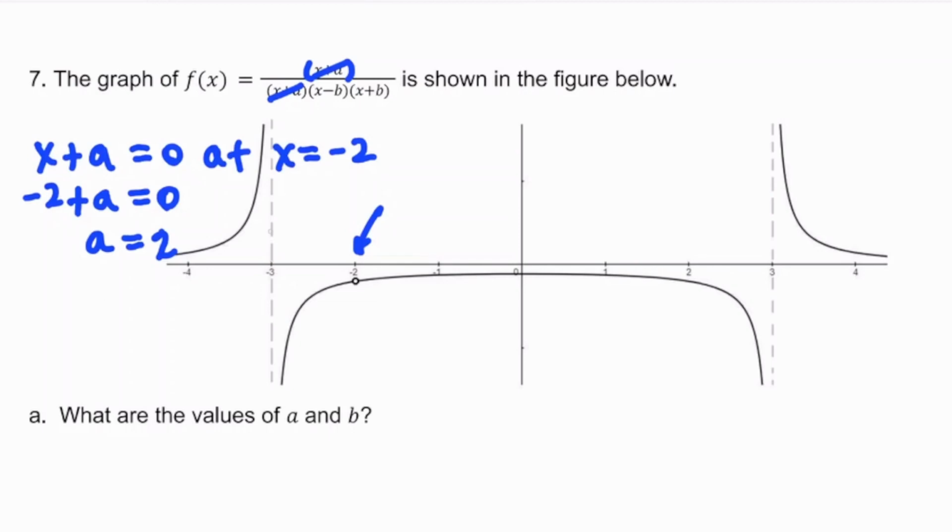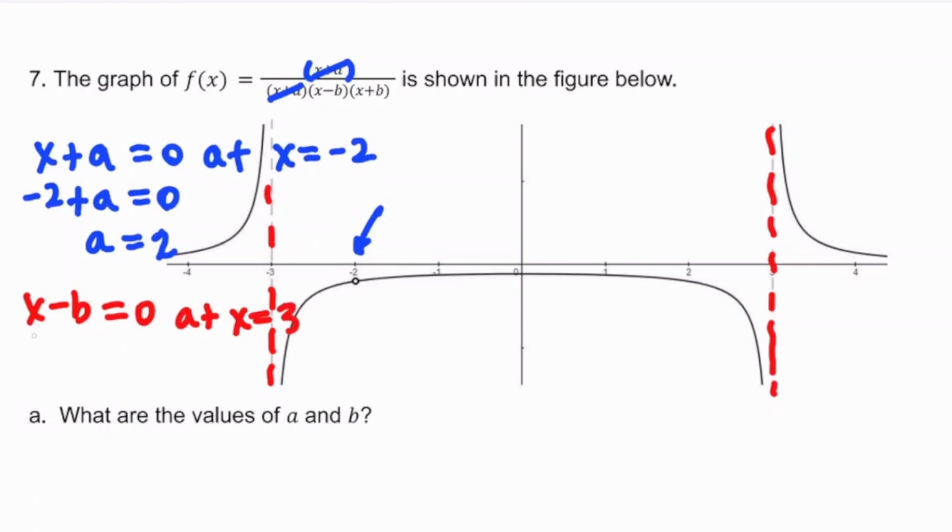Okay, so now because of this, I'm going to just say x minus b equals 0 at x equals 3. So that means b equals 3. I suppose b could have been negative 3 as well, and there wouldn't have been anything wrong with that.